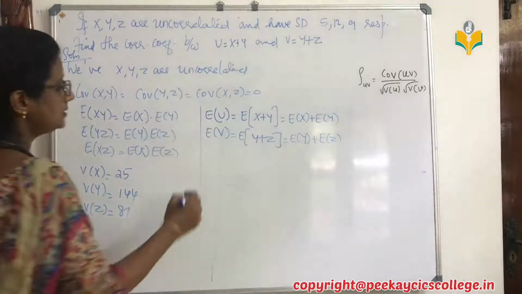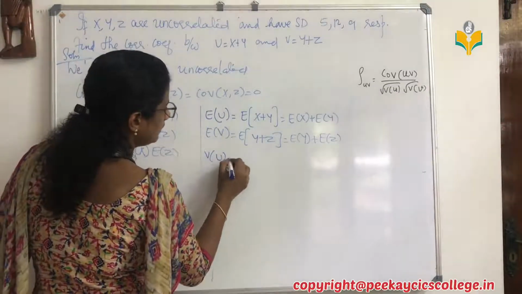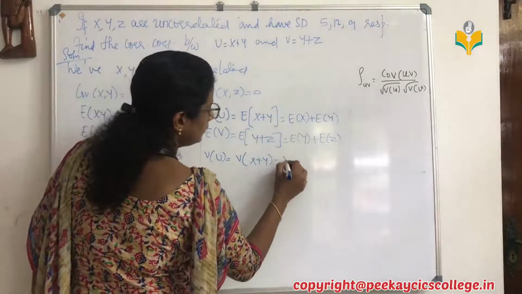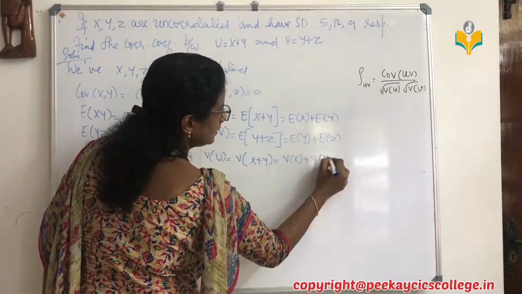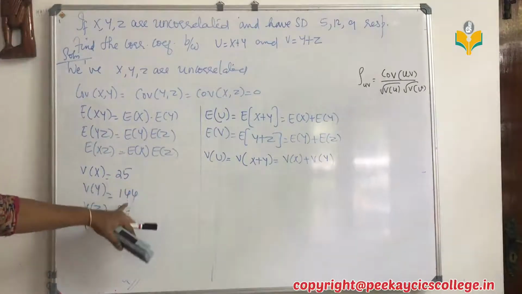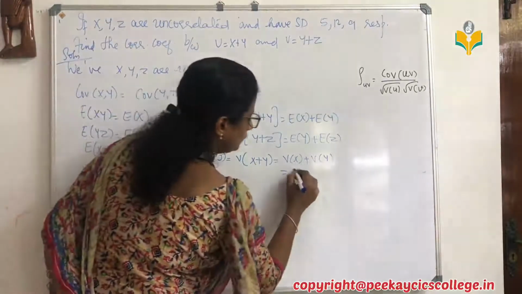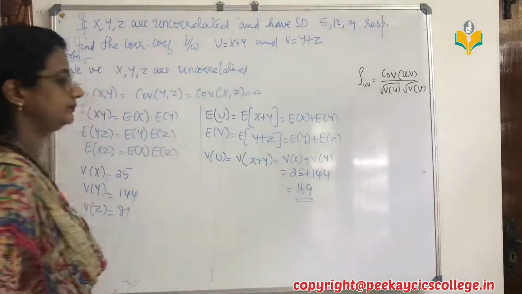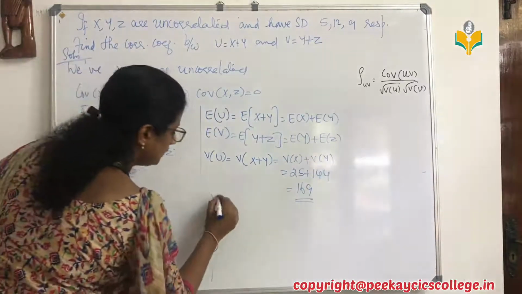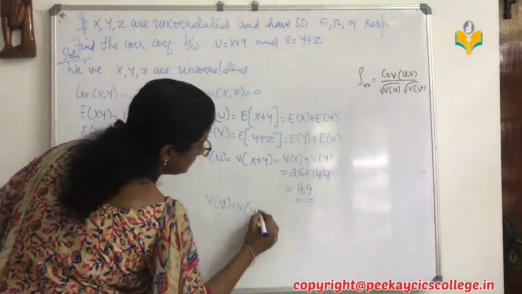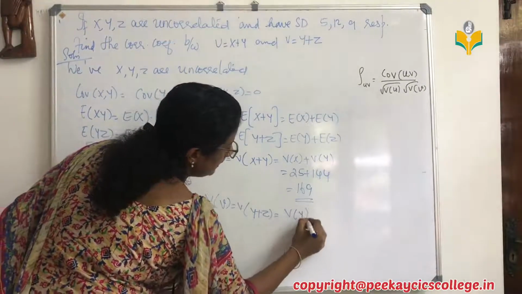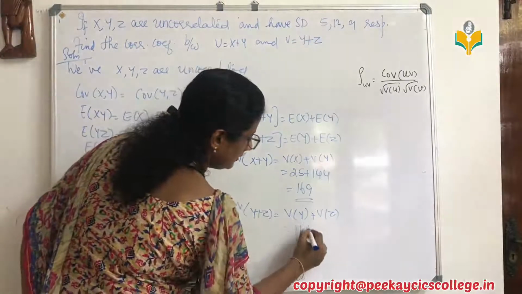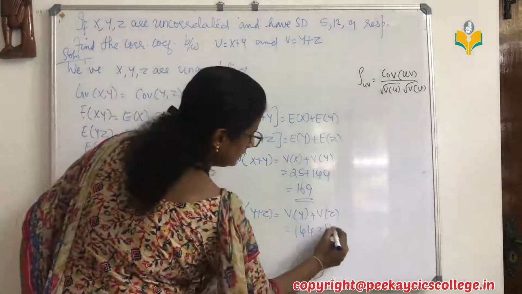Okay. Now what is variance of u? Variance of u equal to variance of x plus y equal to variance of x plus variance of y. What is variance of x? Variance of x equal to 25. Variance of y equal to 144. 25 plus 144 equal to 169. Okay. Now variance of v. Variance of v equal to variance of y plus z equal to variance of y plus variance of z. Variance of y equal to 144 and variance of z equal to 81, equal to 225.